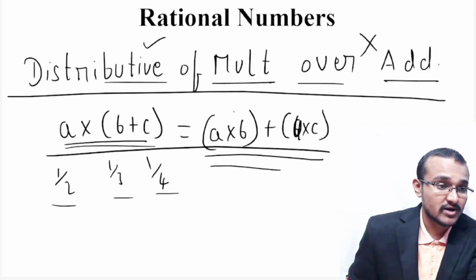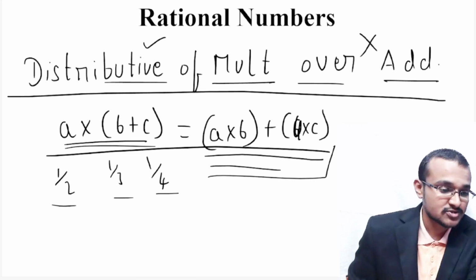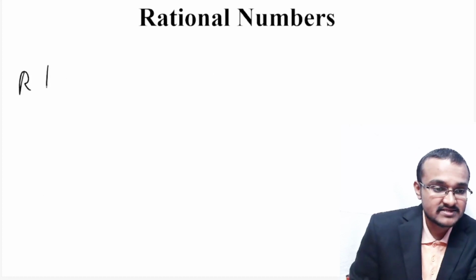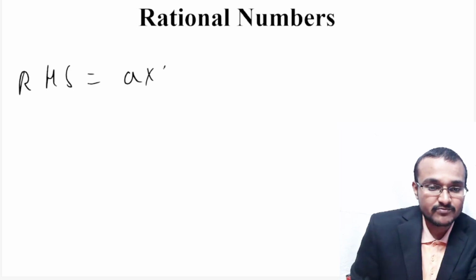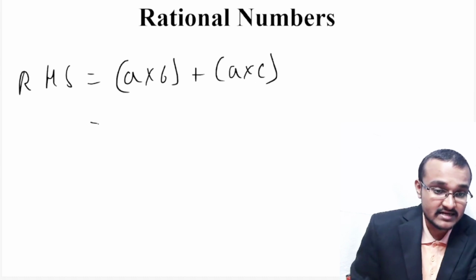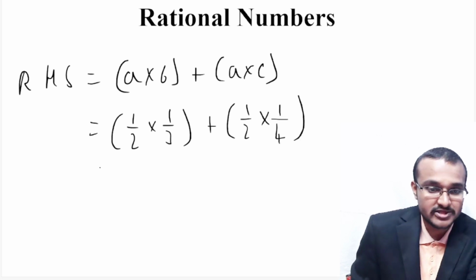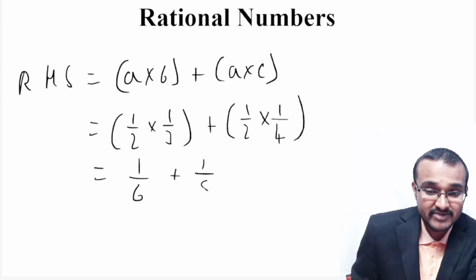Now let us look at the RHS part of this equation, that is A into B plus A into C. RHS is equal to A into B, in brackets, plus A into C, also inside brackets. Now you know A is 1 by 2, B is 1 by 3, and C is 1 by 4. If you solve this, you will get 1 by 2 into 1 by 3 is 1 by 6, plus 1 by 2 into 1 by 4 will be 1 by 8.